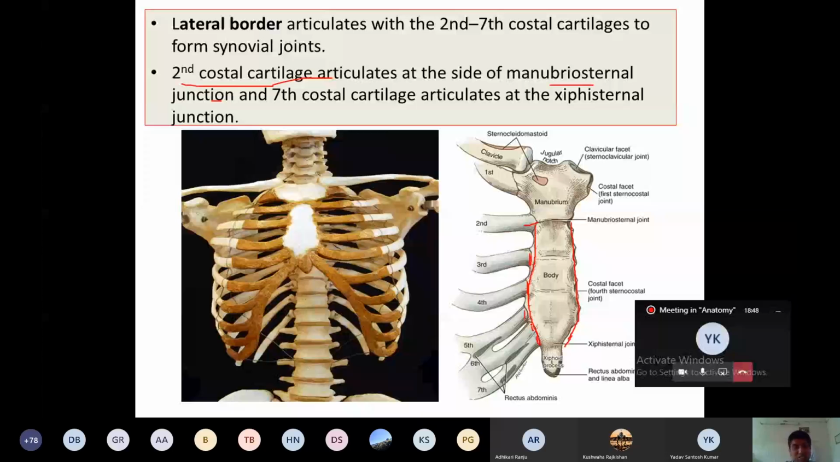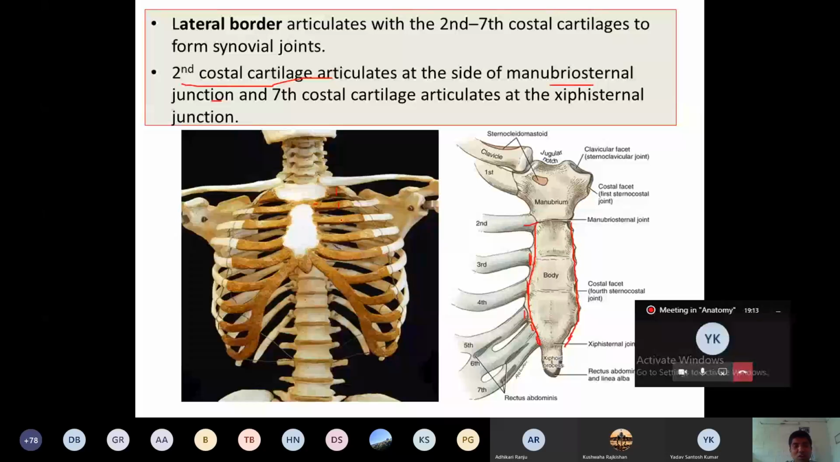You can very clearly see in these diagrams. In this also you can count. This is the first rib. The first rib is articulated to the manubrium. Then this one is the second rib. The second rib is articulated at the sternal angle. It means the upper part is articulated with the manubrium, and the lower part is articulated with the body of the sternum.